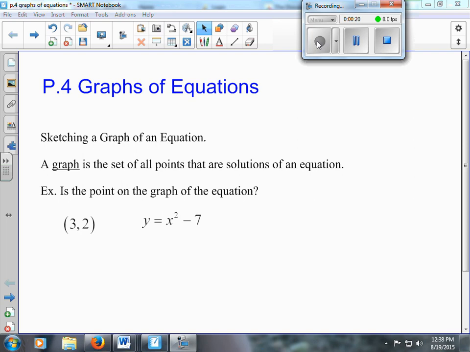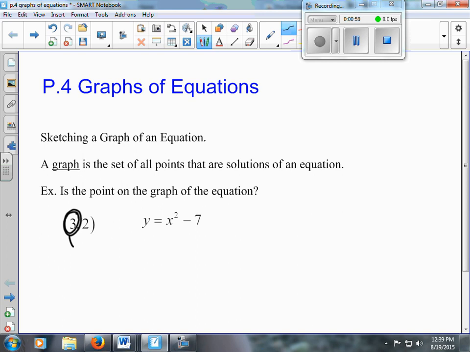So what is a graph? A graph is the set of all of the points, the coordinate points x comma y, in which those two coordinates, x and y, those two numbers, when you plug them into an equation, that's the solution. It's a solution. So for example, I have the equation y equals x squared minus 7, and I want to know if the point 3, 2 is on the graph of this equation. So it will be on the graph of the equation if when I plug the point in, I get a true statement, which would be a solution.